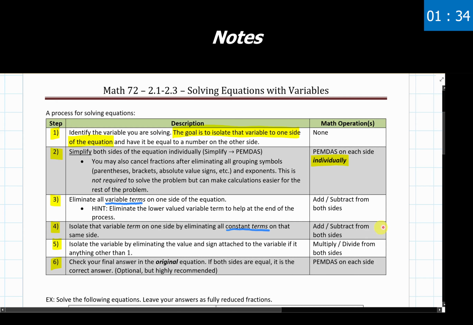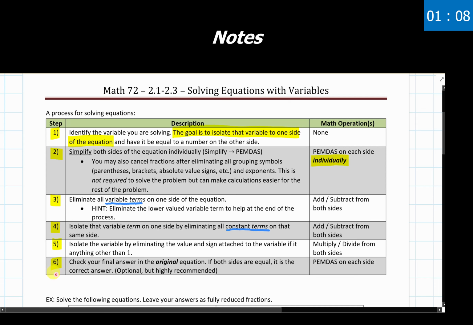Remember that if we are going to change one side of this equation, we have to change the other side the exact same way. So steps 3, 4, and 5 here, if we add to one side, we need to add to the other side. If we subtract from one side, we need to subtract to the other side. If we multiply to one side, we multiply to the other side. If we divide to one side, we divide to the other side as well.